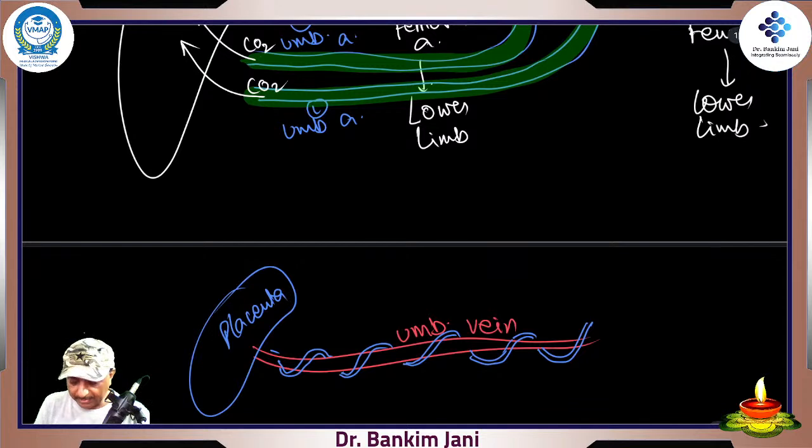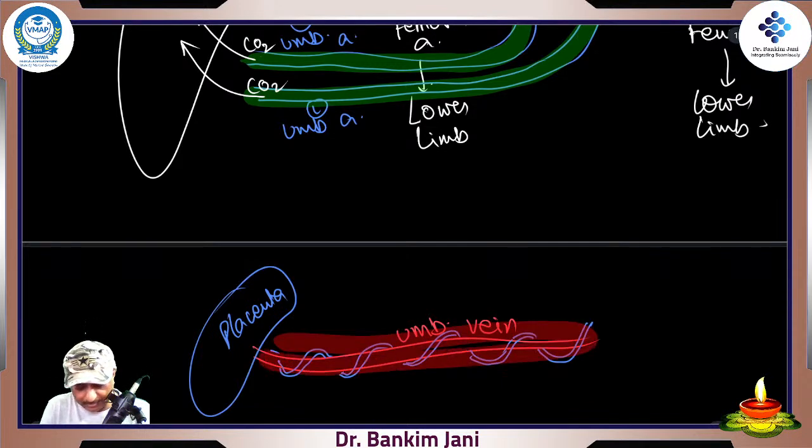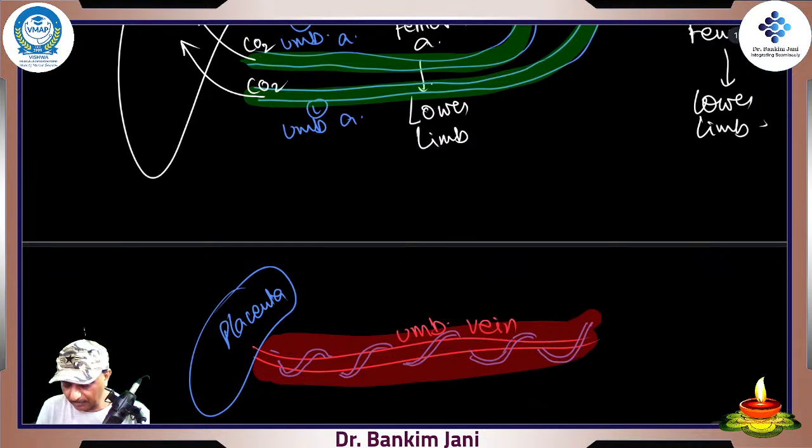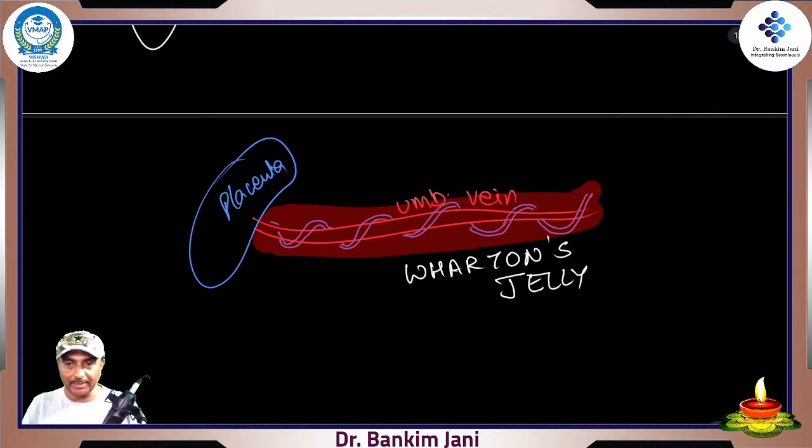Now this entire system is packed in a jelly, and that jelly is called Wharton's jelly. So in this assembly, there is the umbilical vein, and surrounding it are the two umbilical arteries, and this entire thing is packed in Wharton's jelly. So it becomes very flexible, but because the inside environment is absolutely cold, it remains in that state. So all these veins and arteries are patent, fully open, and the blood is moving back and forth. So everything is fine.